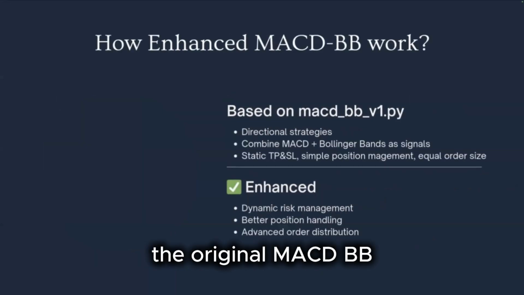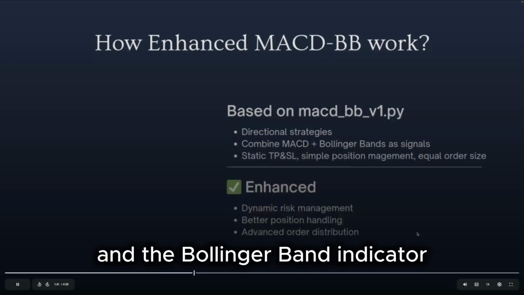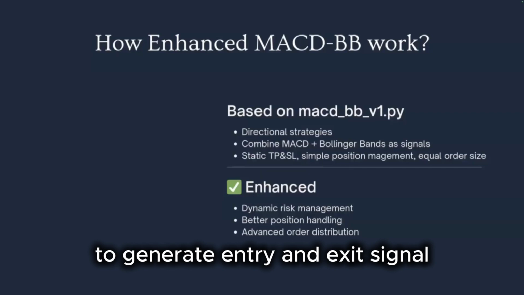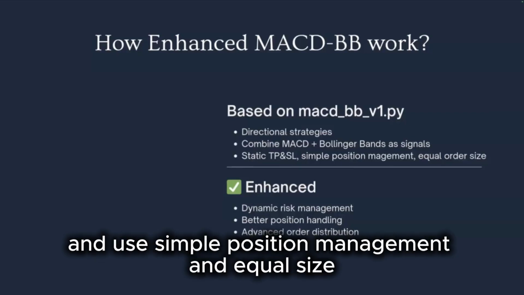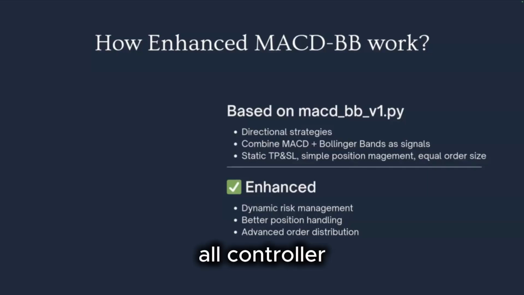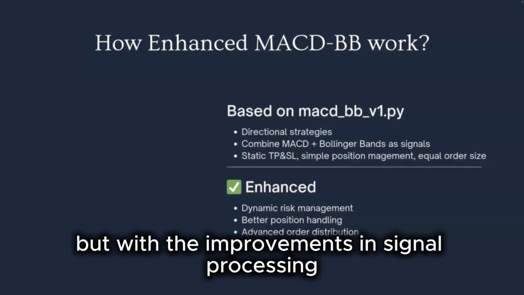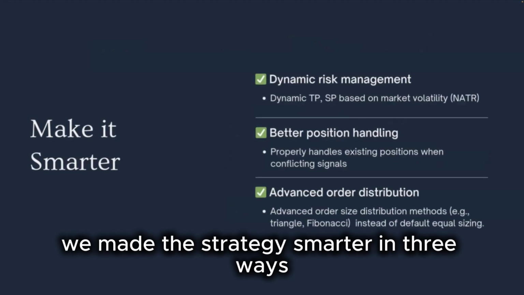The original MACD-BB V1 is a directional strategy that combines MACD and the Bollinger Band indicator to generate entry and exit signals using static take profit and stop loss values, and it uses simple position management and equal size orders. Our controller builds on the foundation of this strategy, but with improvements in signal processing, position handling, risk parameters, and order distribution.